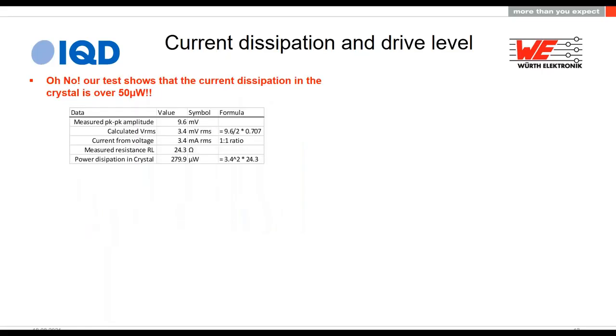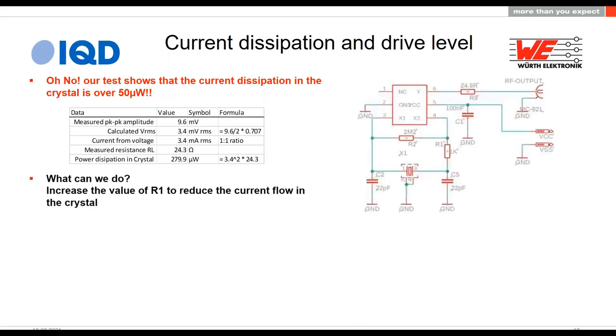Okay, so what am I going to do about that? So that's just the same numbers we had before. Let's have a look at our circuit again. We've got R1 here, which is a current limiter. So our feedback loop is coming from the output of the amplifier through pin 4, through R1, over the crystal and back to the input. So if I increase the value of R1, I'm going to decrease the current flow through that. And so I'll decrease the power dissipated in the crystal.